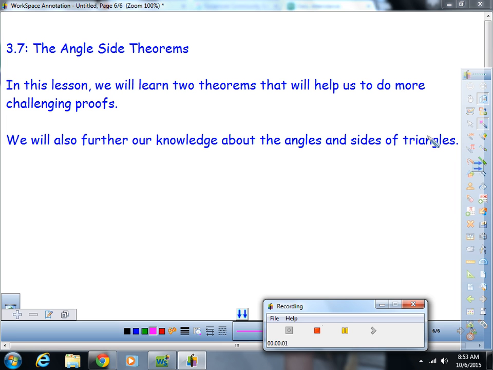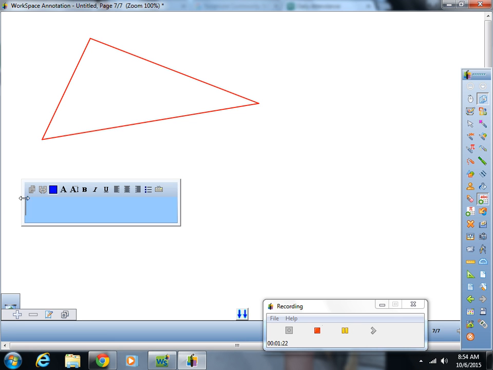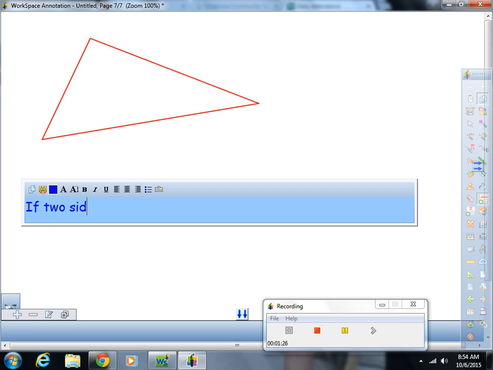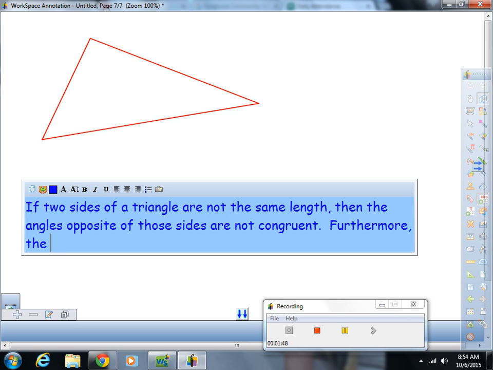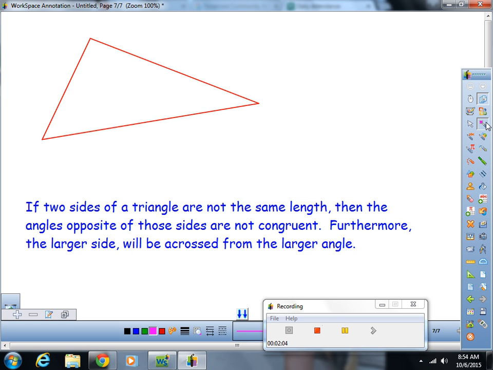All right, the theorems that we learned today apply more directly to proofs. I'm going to go over these theorems in a backwards version than the book has it. Okay, so the first thing that you learn: if two sides of a triangle are not the same length, then the angles opposite of those sides are not congruent. Furthermore, the larger side will be across from the larger angle. Okay, now, I'm not exactly sure why the book just refers to two sides. I'm sure there's a good reason, I just haven't really thought it through.